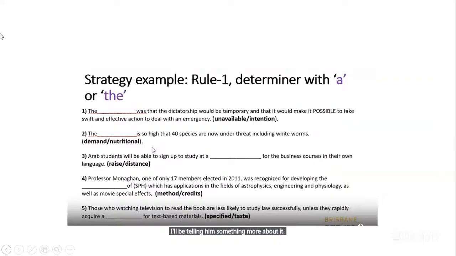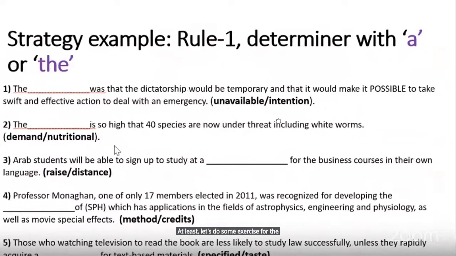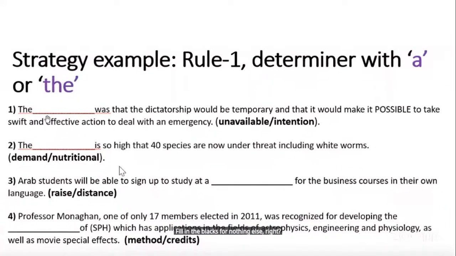And so let's practice number 1. At least let's do some exercise for the reading section of the PTE. This is simplified, fill in the blanks, nothing else, right? Here you only have 2 options, but in the exam, you get more than 5 or 6 options. It doesn't matter. Because if you distinguish the difference between the adjectives and adverbs, mainly the nouns, you could do well, no matter which way you see it, right?